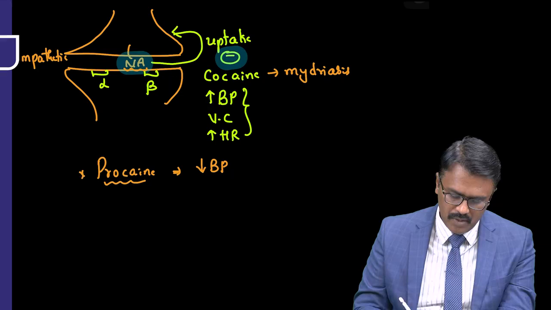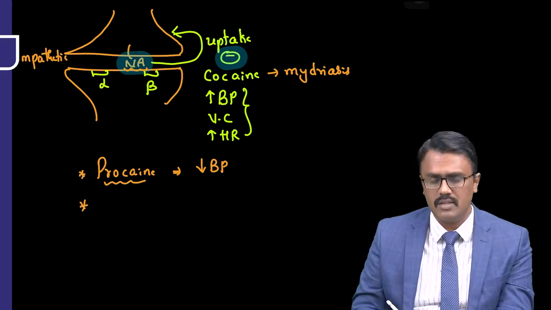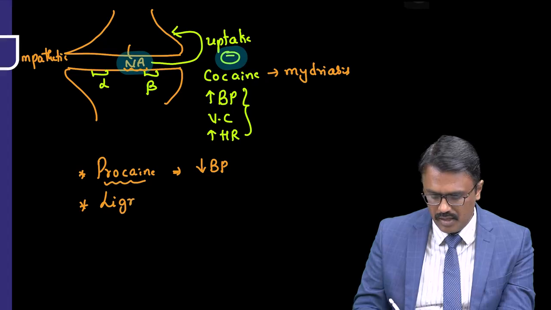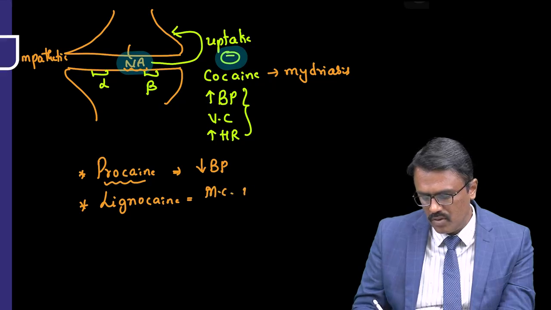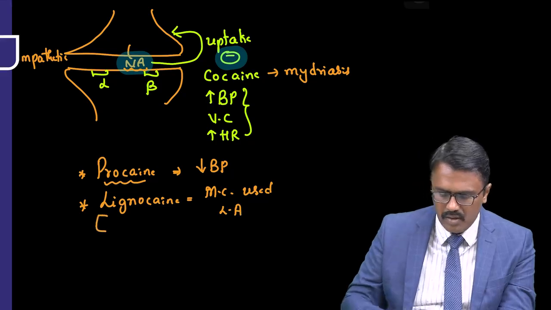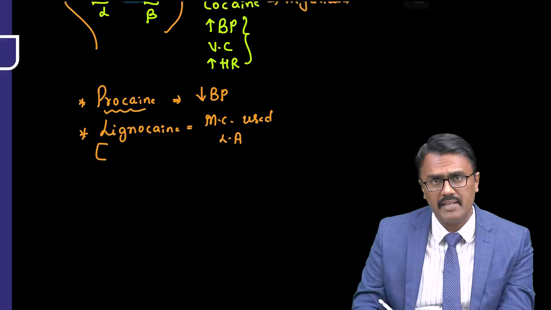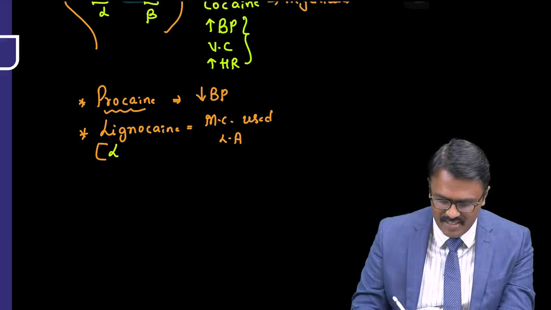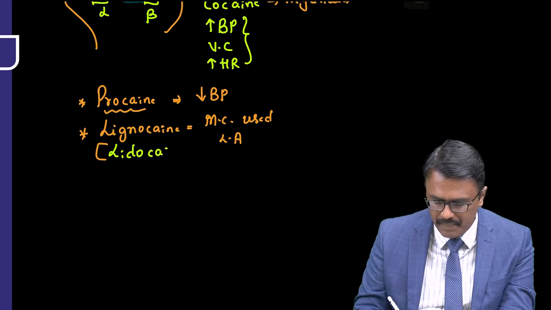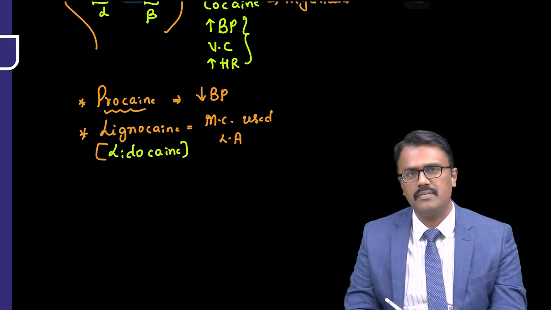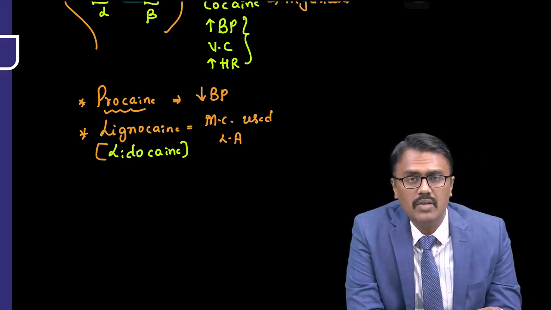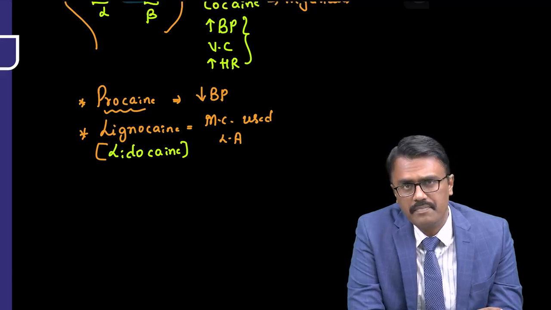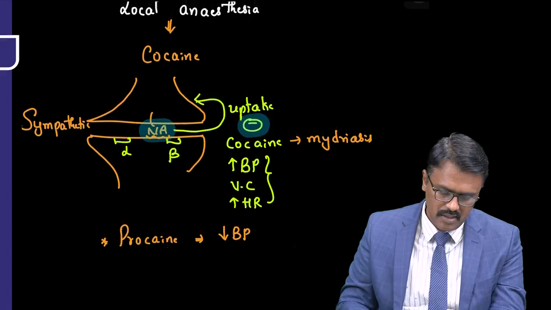Then after procaine, what is the commonly used local anesthetic? It is called lignocaine, one of the most commonly used local anesthetics. Remember, lignocaine is also called by one more name. Any guesses? It is also called lidocaine. So a drug has two names. For example, paracetamol has one more name. What is that? Acetaminophen. So lignocaine's other name is lidocaine. This is the introduction of these drugs.